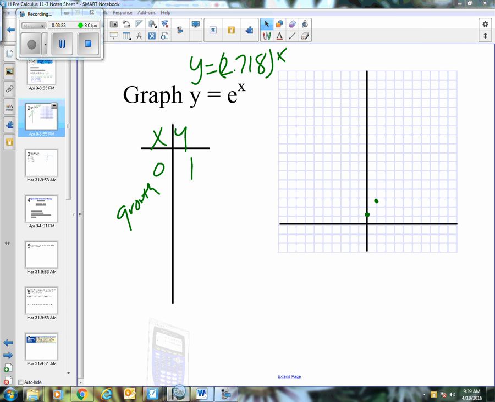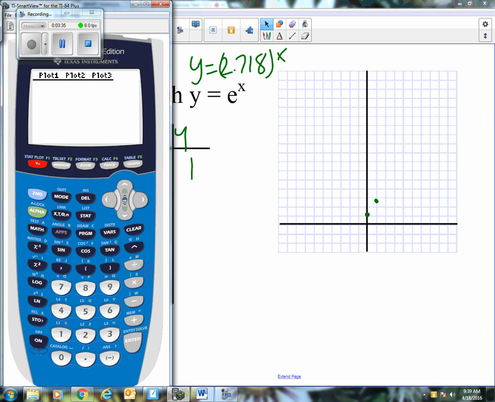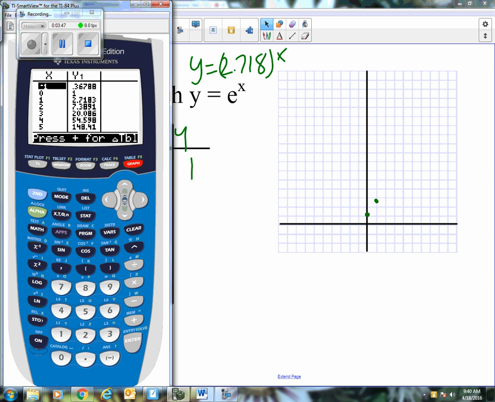I did it on my calculator too, so I could take a peek. I just went into y equals and I did e to the x, so using your second natural log key there. And then take a peek at the graph. We know what that's going to look like. And if you want more ordered pairs, we'll go into your table. We got a bunch of values then we'd be able to do that.